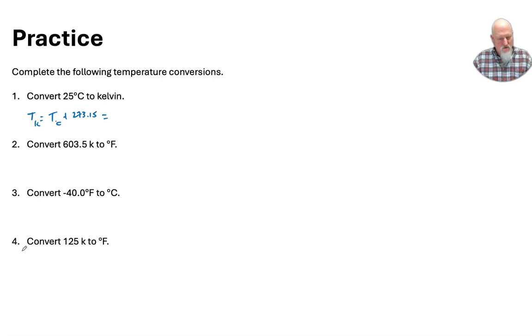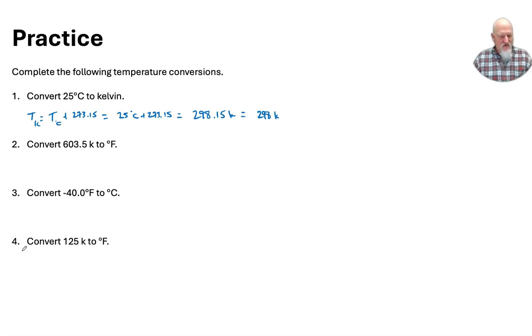So take our temperature in Kelvin, which is Celsius, which is 25, plus 273.15. That gives me 298.15 Kelvin. So I don't have any numbers after the decimal for 25, so I shouldn't have any numbers after the decimal. So 298 Kelvin. So 25 degrees Celsius is 298 Kelvin.